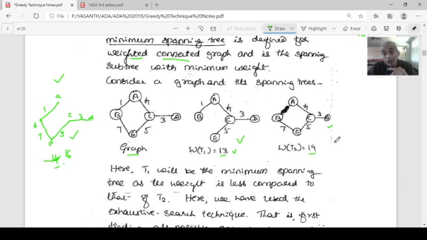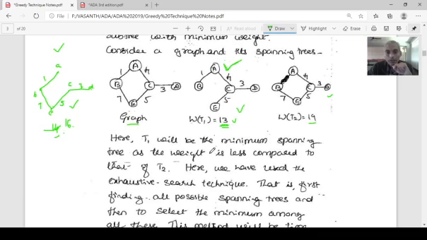Like this, we can draw various other spanning trees also. Clear? So now, if you count these totals, which spanning tree gives you the minimum? Here T1 has 13, so the cost is very low, so we consider this as the minimum spanning tree. You cannot construct any other spanning tree whose total cost is less than 13. Now this technique we call the exhaustive search technique.